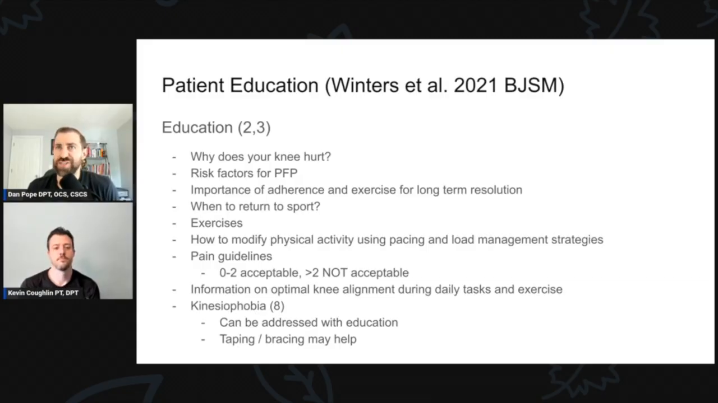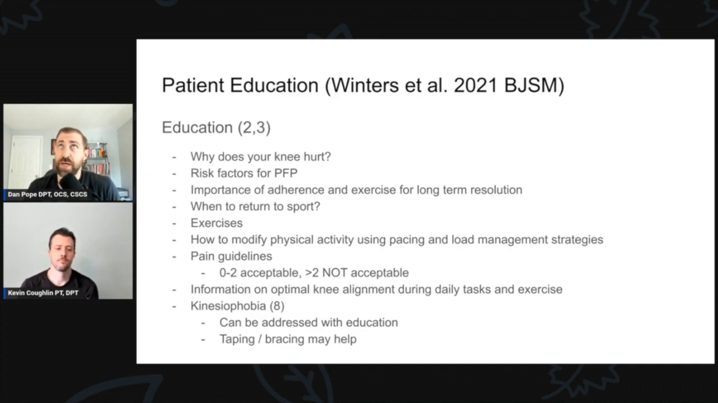If you want to check it out, you can see the exact patient education that was used in some of these studies. But largely, they educated patients on why their knee hurts. So basic information about patellofemoral pain, what it is, anatomy, and so on and so forth. Also risk factors for patellofemoral pain, pushing the importance of adherence and exercise for long-term resolution.